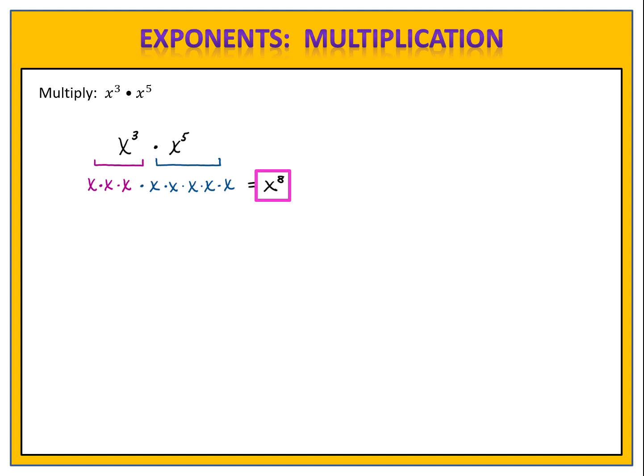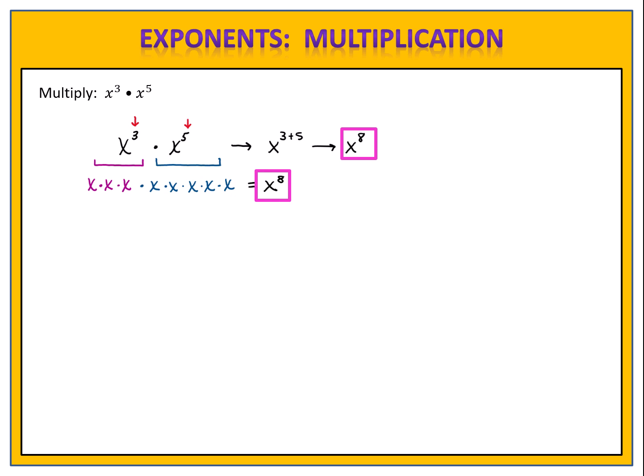The extended product makes that simple. We can simply write things out and count up the x's, but it's really not necessary to do that. The exponents tell us exactly how many x's there are. The first term, x to the third, tells us we have 3 x's. The second term, x to the fifth, tells us we have 5 x's. If we take those exponents, 3 and 5, and add them together, we find x to the 8th power, which is exactly what we found by writing out the extended product.